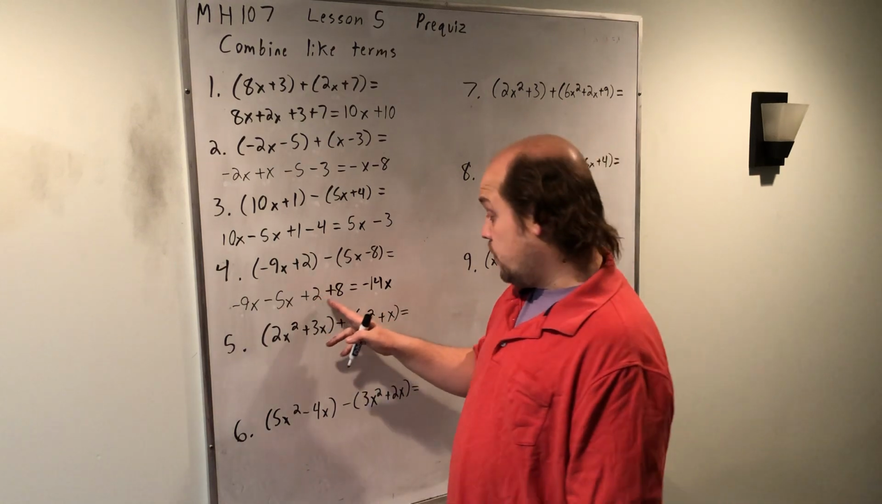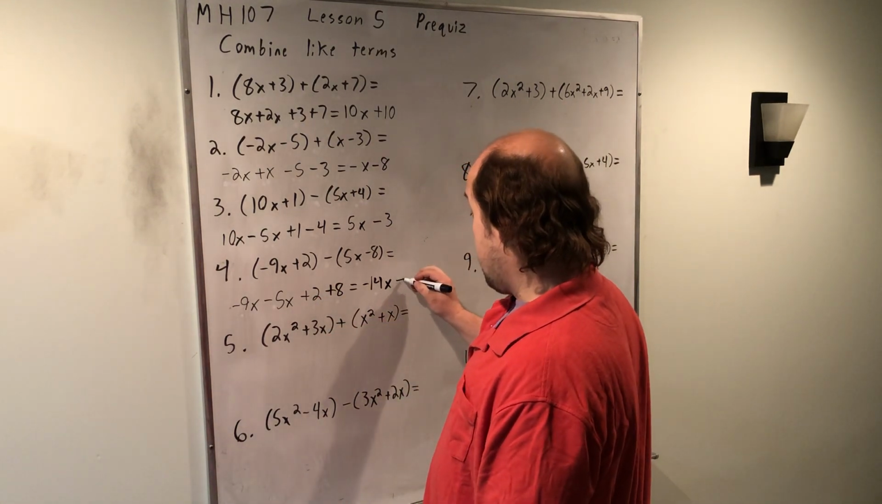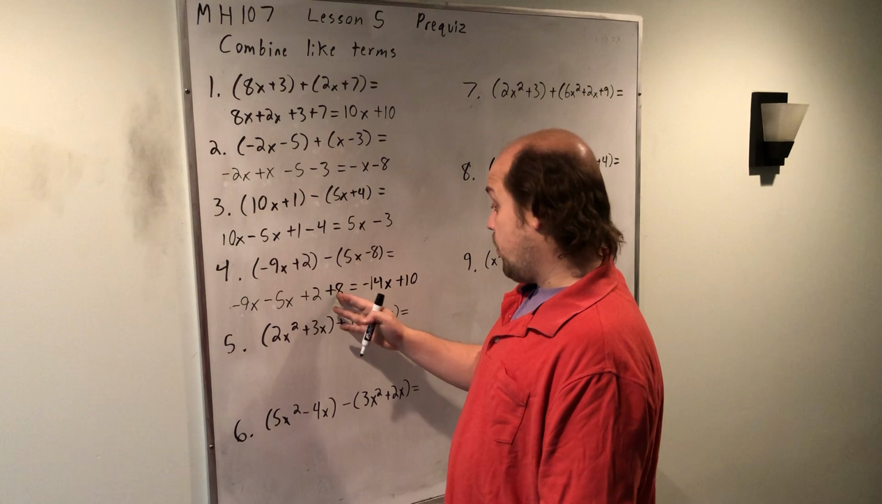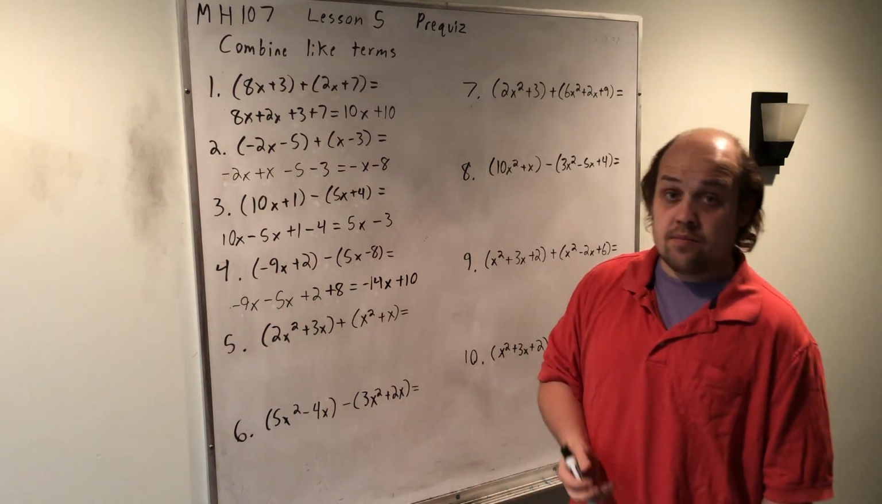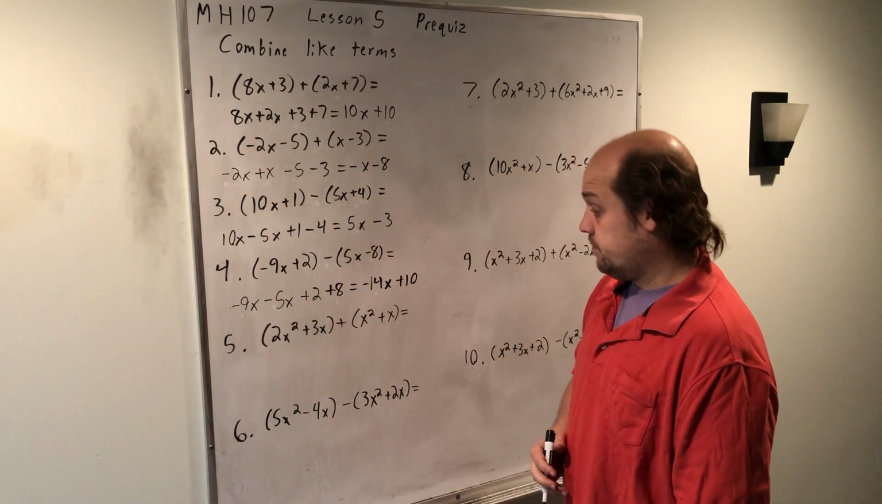I have 2 and 8. When I combine them, I get a positive 10. They were both positive, same sign. I add them and keep that same sign.